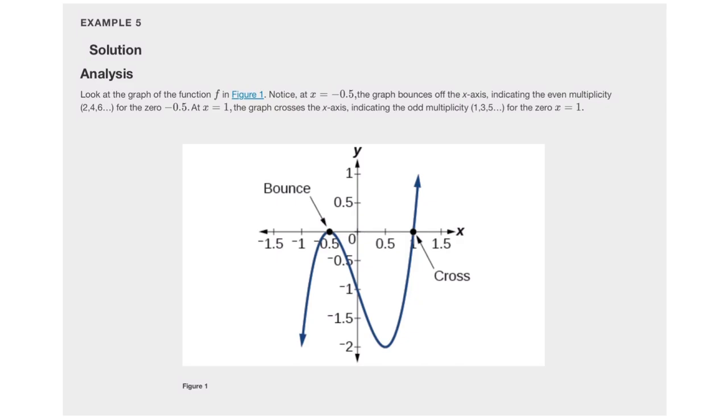Right? And so what that means, because it has an even multiplicity, it's going to bounce off the x-axis. All right? So here's the negative 1/2. It bounces off the x-axis. X equals 1 had an odd multiplicity, so it crossed.